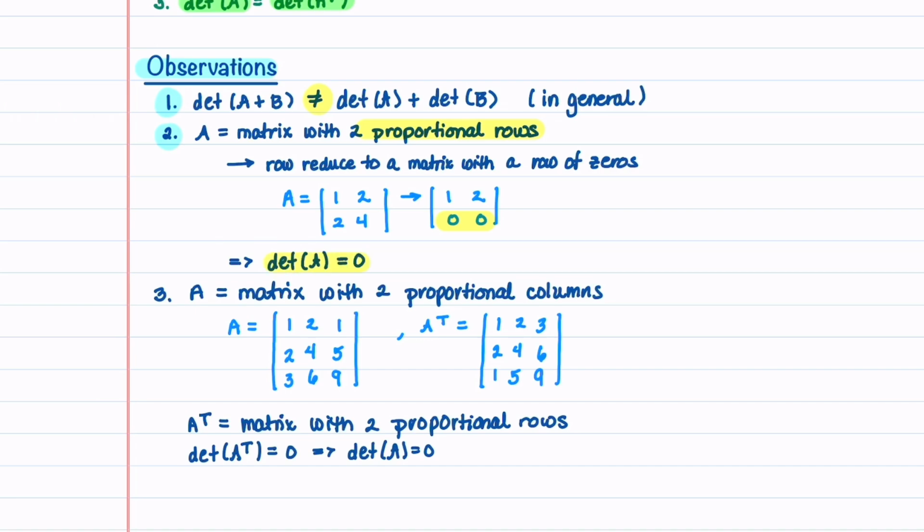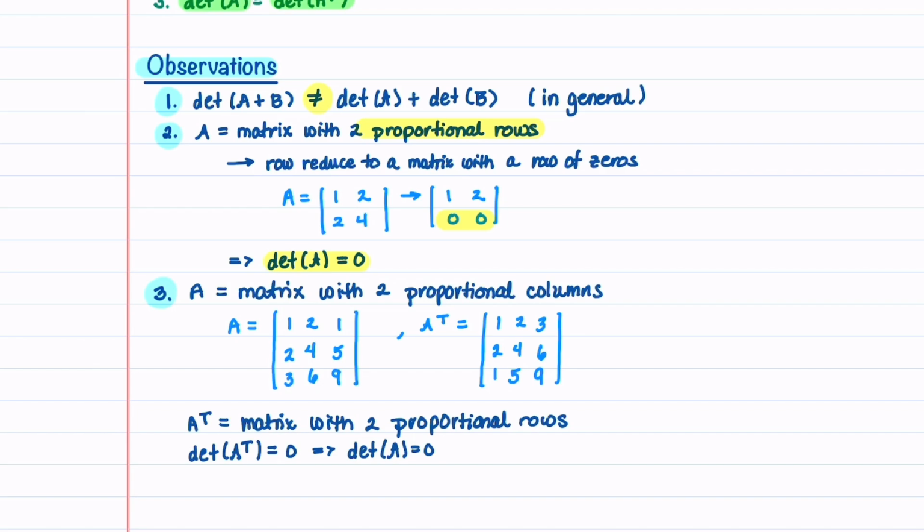The third observation is about a matrix that has 2 proportional columns. The matrix A that I've written here has columns 1 and 2 proportional to each other. This means that A transpose is going to have 2 rows proportional to each other, and that's going to lead to a row of zeros, just like we saw in our second observation. This means that the determinant of A transpose is equal to 0, and that implies that the determinant of A is equal to 0.